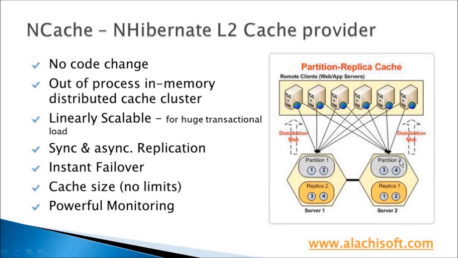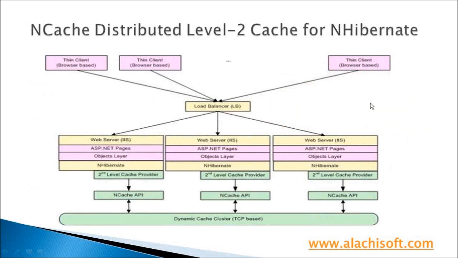So here's a high-level architecture diagram when you plug in this level 2 provider from NCache in your enterprise application. It doesn't require any code changes in your application. You only need to have some configuration changes in your web.config or app.config. We'll talk about it. So there are no more redundant calls going to your database if you have already fetched the data in the previous transaction.